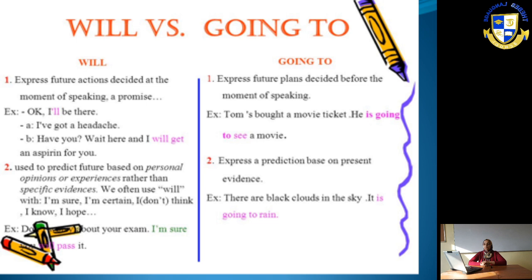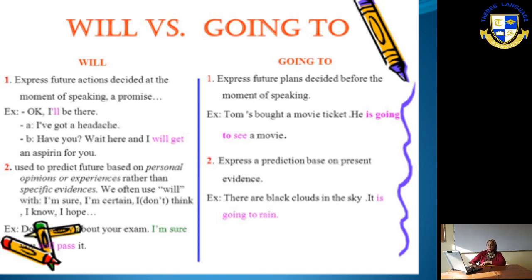For example, number 1. If you see will here, why do we use it? We use will to express future actions decided at the moment. It means that you don't have a plan for it, or it's speaking or a promise. For example, when I say, okay, I'll be there, or I've got a headache. Have you? Wait here and I will get you an aspirin, or I will get an aspirin for you. It means that you are talking about something and I am taking an action now and telling what I am going to do now or what I will do right away.